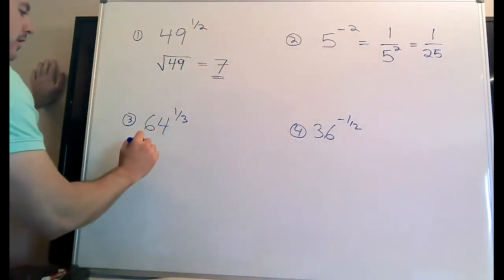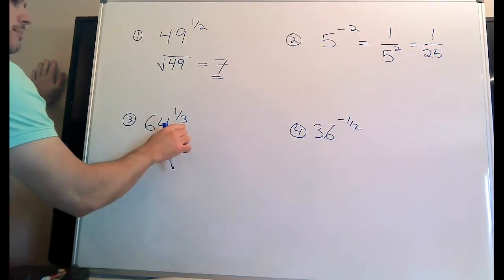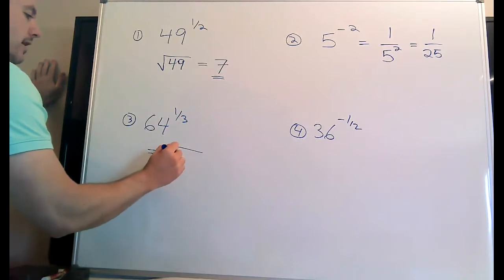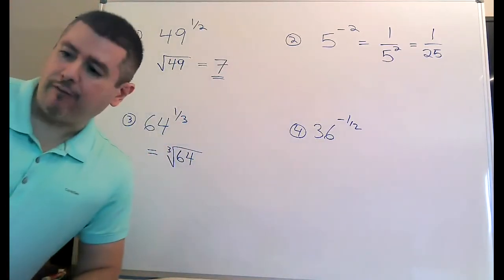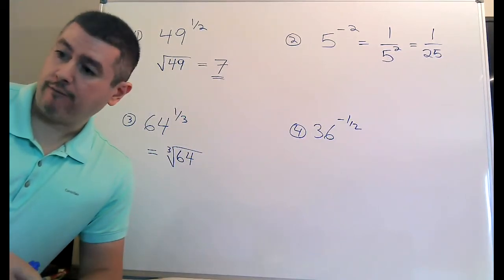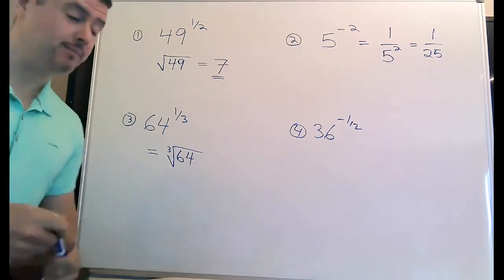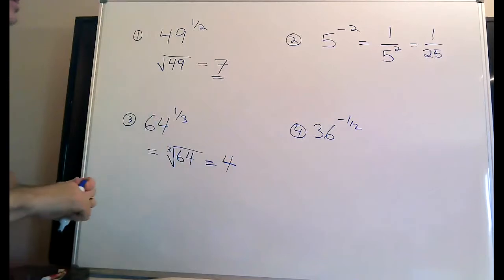1/3 power. Fraction. The bottom number is the root. A 3 means cube root. So you put your radical symbol, put the little 3 indicating cube root. Now you're looking for what number times itself makes 64. 2, 2, 2, that makes 8. 3, 3, 3, 27. 4, 4, 4, 4 times 4 is 16. 16 times 4, 64, yay! So cube root of 64 is 4.